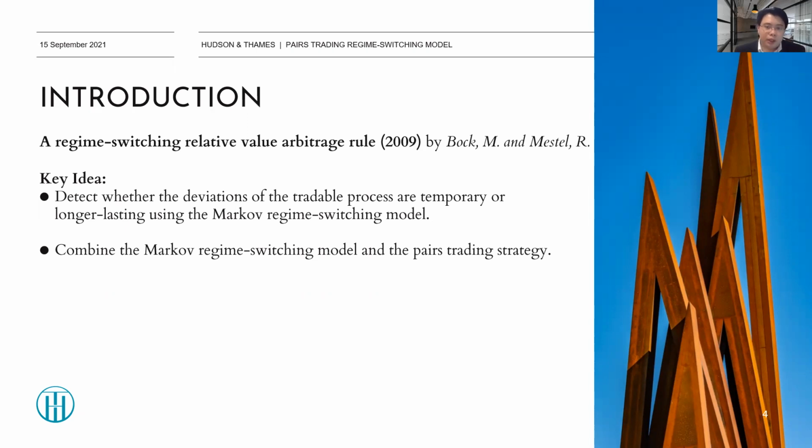The traditional pairs trading strategy usually fails when fundamental or some economic reason cause a structural break on one of the assets in the pair. This break will cause a temporary spread deviation formed by the pair to become persistent spread deviations, which will not revert. Under this circumstance, betting on the spread to revert to its historical mean will take a loss. The idea here to overcome the problem was to detect whether the deviations of the tradable process are temporary or longer lasting using the Markov regime switching model, and combine the Markov regime switching model and the pairs trading strategy.